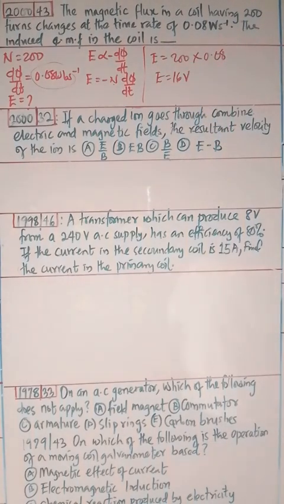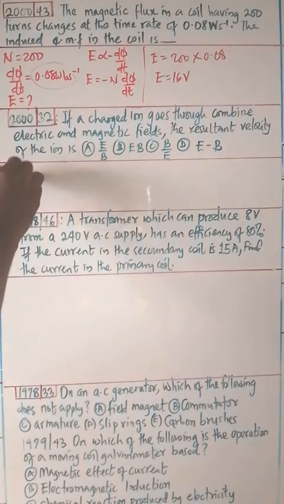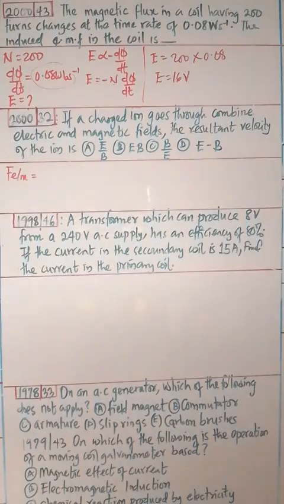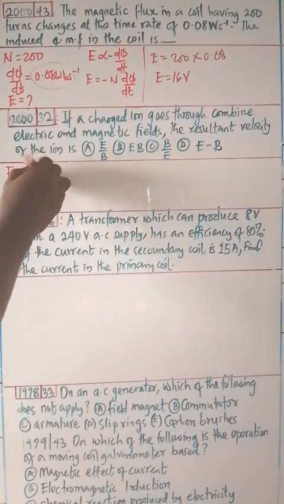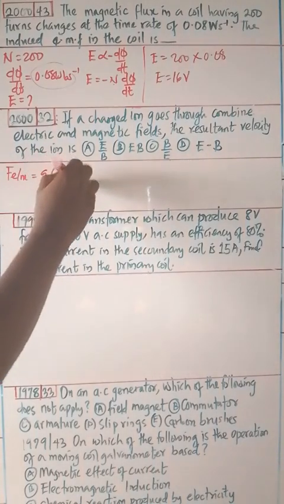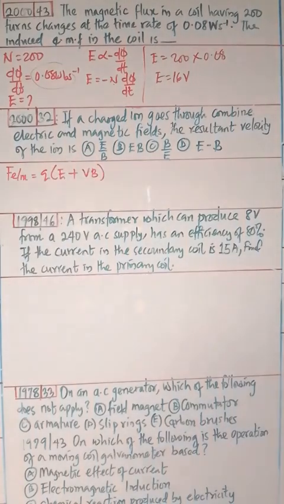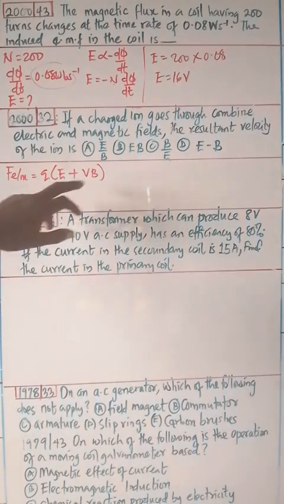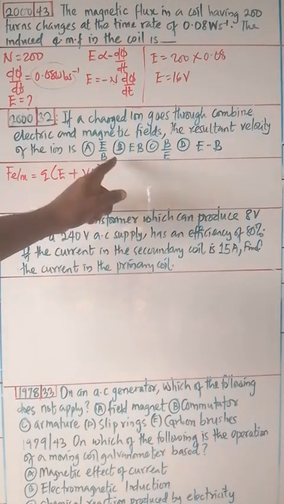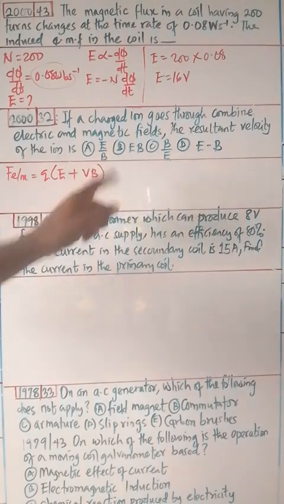Next question. If a charged ion goes through combined electric and magnetic field, that is electromagnetic field, the resultant velocity of the ion is? So when we started electromagnetic field, I said the electromagnetic force expressed by a charge is given as E plus VB, if it enters perpendicularly to the field. So in this case, we want to get the value of the velocity in terms of electrical intensity and magnetic flux density.